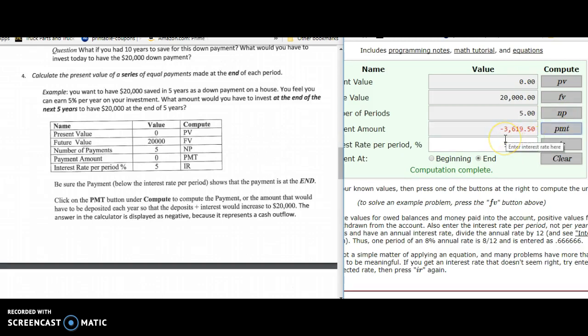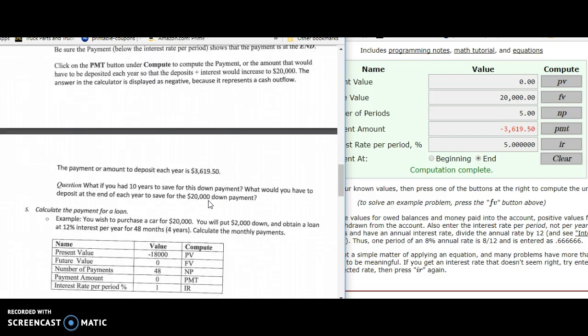So you would have to invest $3,600 year 1, and then another 3,600 and another until you would reach the 20,000. All right. And then it's asking, well, what about if you had 10 years? So we can change the 5 to a 10 and see that, hey, you'd have to put down $1,500 per year, not per month. So divide that by 12 and you could see what your monthly payment would be. All right, I'm going to do one more, number 5.